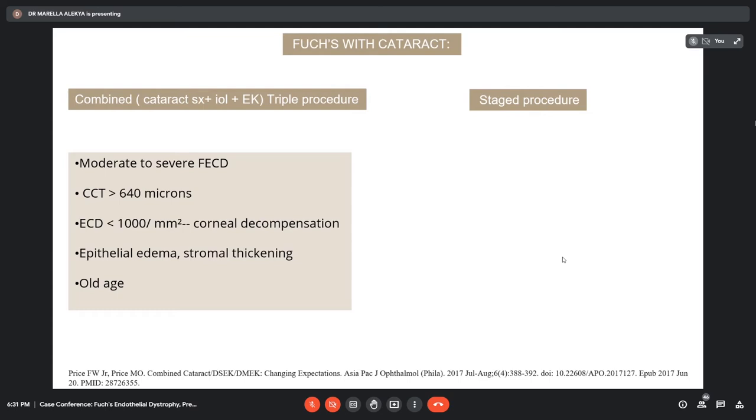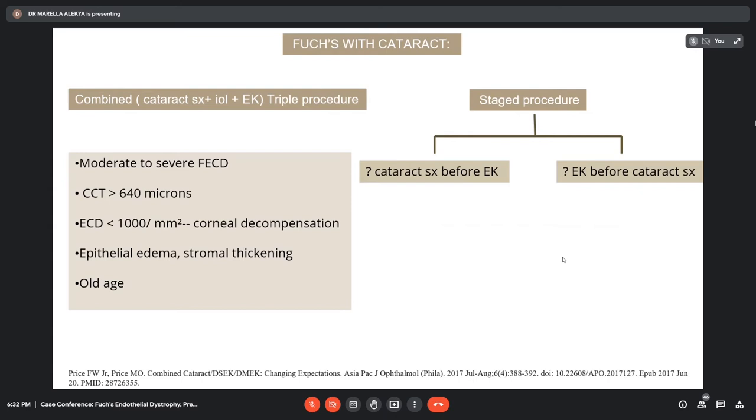Coming to staged procedure, we can do it in two ways. Either endothelial keratoplasty can be done first followed by cataract surgery, or cataract surgery first followed by endothelial keratoplasty. Cataract surgery is done first in cases who have mild Fuchs dystrophy with visually significant cataract. But in this, we have to keep some factors in mind. IOL power calculation will be difficult, as the K reading won't be accurate in these cases because of guttae and edema. And guttae can also distort the axial length measurement. Hyperopic shift should be kept in mind during IOL calculation.